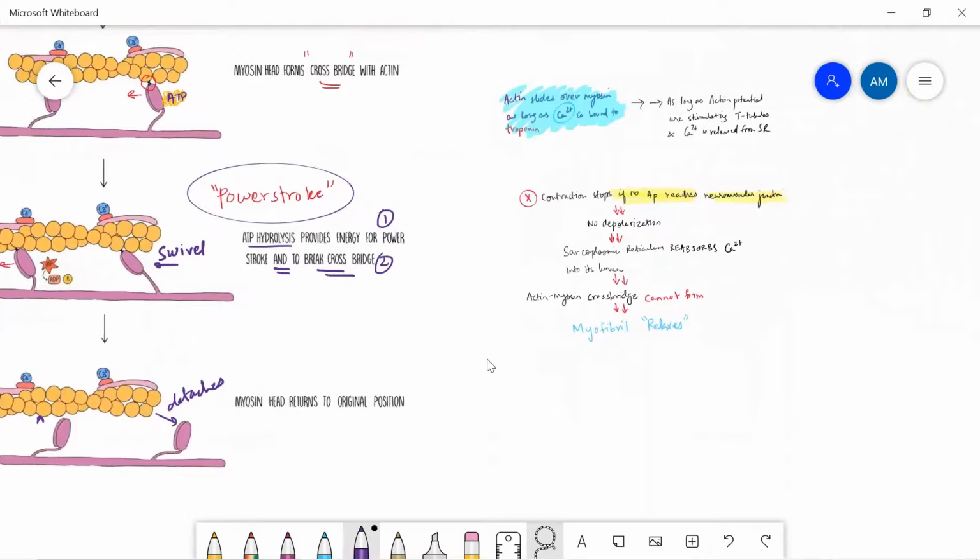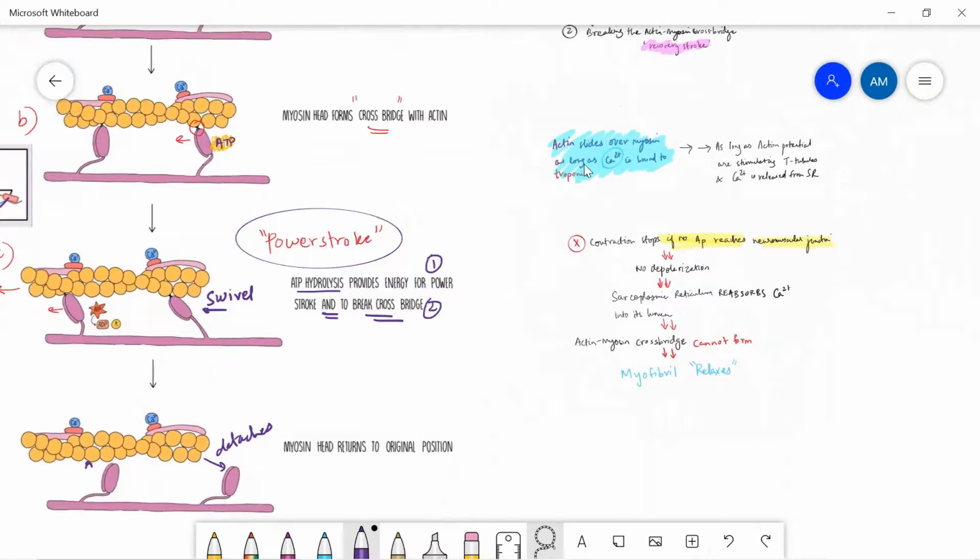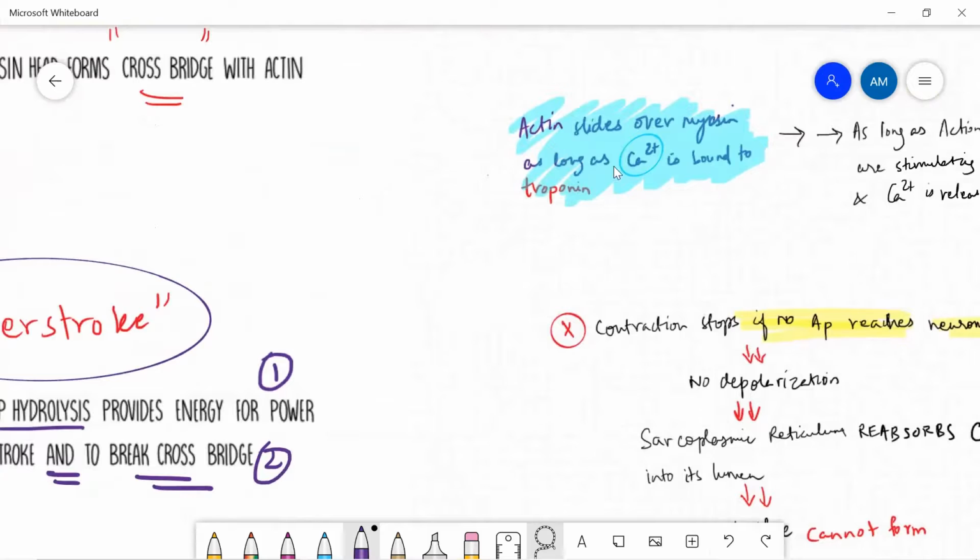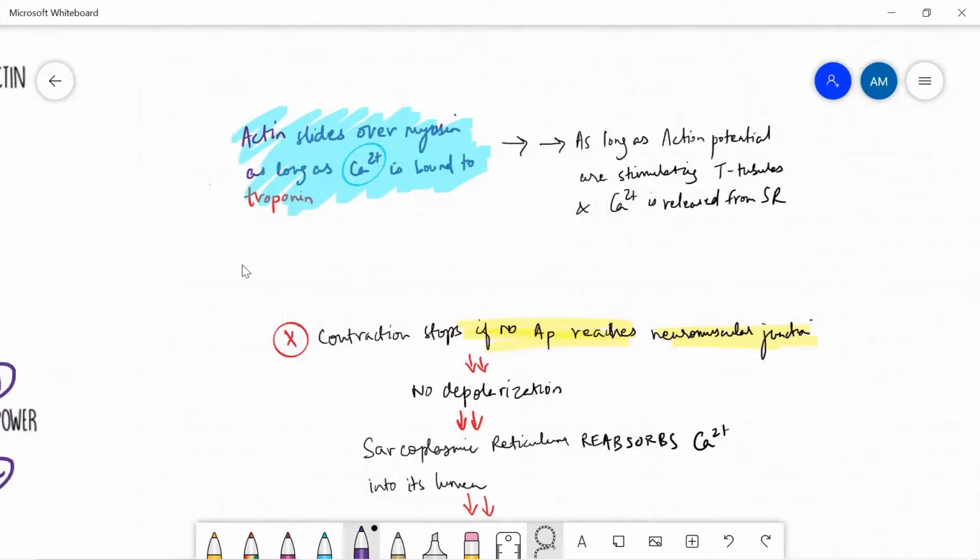This grabbing and pulling of the actin will keep on happening as long as calcium is available. Actin will keep on sliding over myosin as long as calcium is bound to the troponin tropomyosin complex and the actin myosin binding sites are exposed. So how long will they remain exposed? The actin myosin binding sites will remain exposed as long as the muscle is receiving action potential or depolarization waves from the T tubules. Why? Because if T tubules send depolarization waves, the sarcoplasmic reticulum will keep on releasing calcium ions.